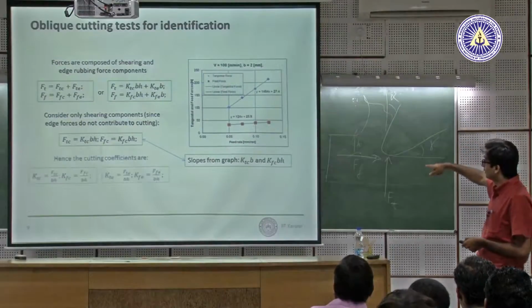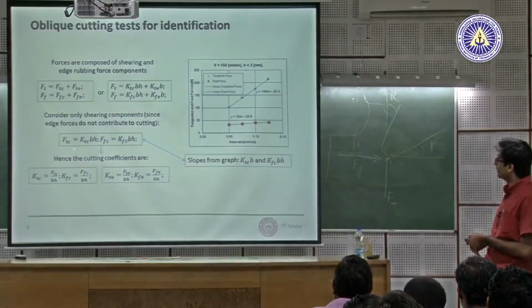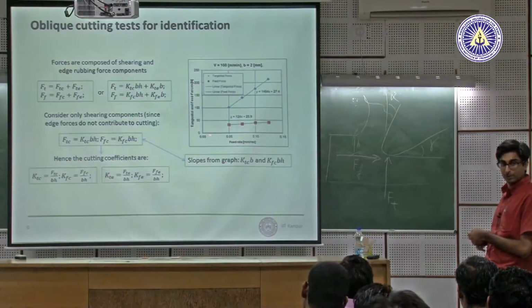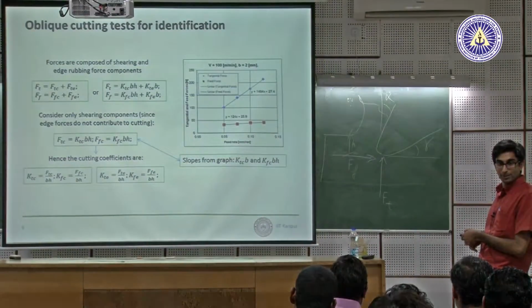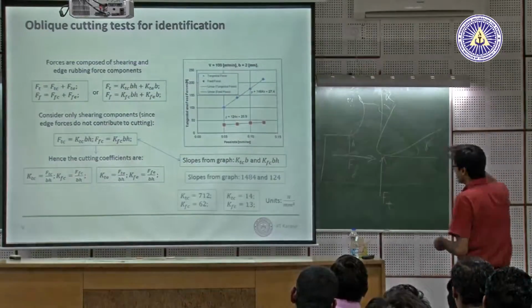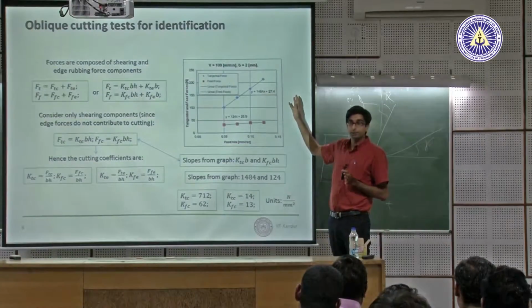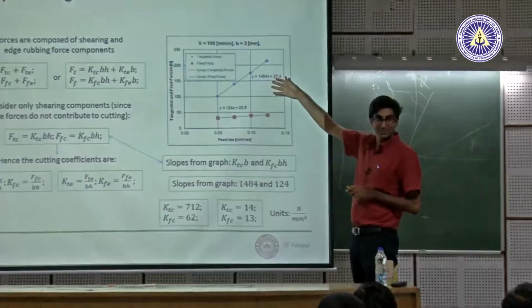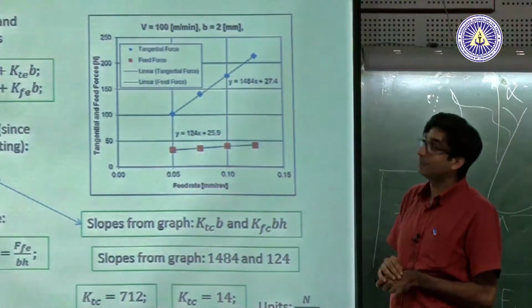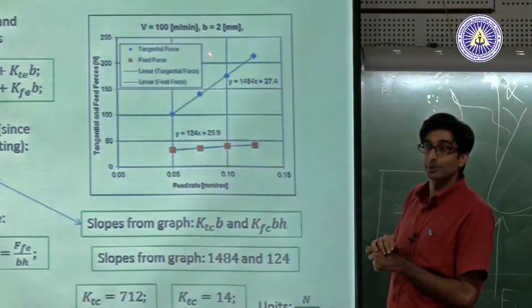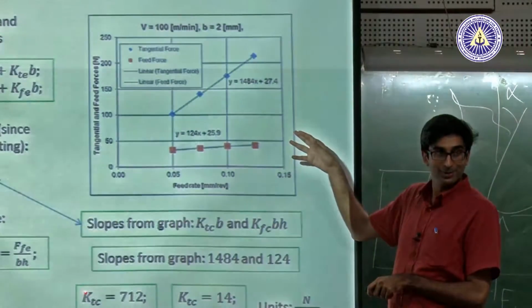Yeah, we're coming to that. So shearing components we know we can get from the slope, but how do we get edge coefficients? When h equal to 0 is what your edge coefficients are. For this example, you can see it from here. This is the equation of a straight line, y equals mx plus c. m is your slope. Now your slope you need to normalize for your chip width. In this case, your chip width is 2 millimeter. You divide that by 2, you get KTC. 1484 divided by 2. Very simple.